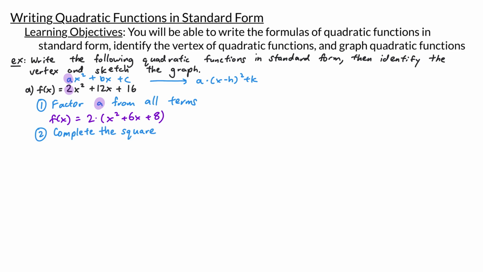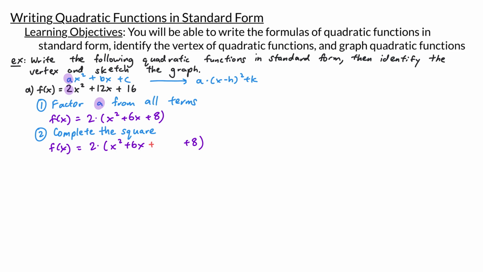Once we've factored the a from all of our terms, our next step is to complete the square. So let's take our function and rewrite what we have. We have 2 times x squared plus 6x, but before I write the plus 8, I'm going to leave myself a little bit of space and then close the parentheses. Now, to complete the square, we want to look at x squared plus 6x, and we want to think to ourselves, what can I add to this so that I can factor the result as a square?